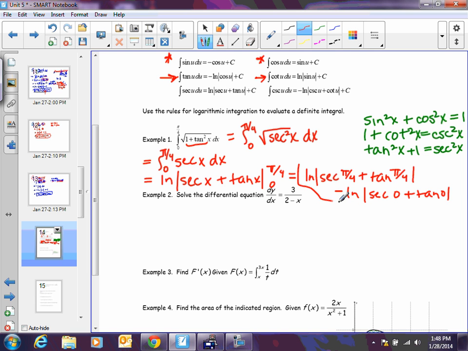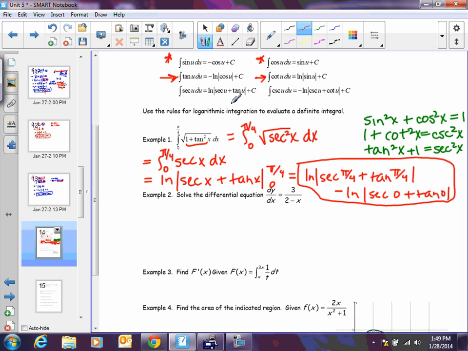Okay, this is your answer. It is not simplified at all, but it is your answer. If the direction said to simplify, you'd have to say, okay, this is 45 degrees, what's secant of 45, and then you go on from there. That's not the focus of today's lesson. All right, any questions on that?